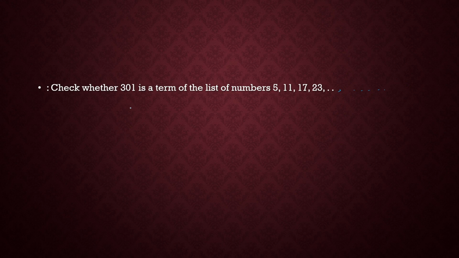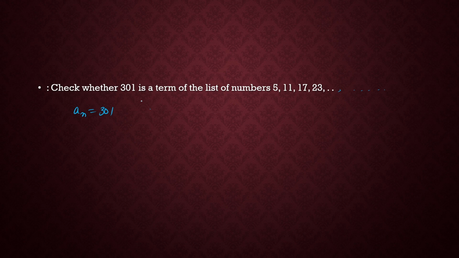So what I'll do is assume that in the nth position there will be a term 301. Now if n turns out to be an integer, then it means that 301 actually exists. And if n is not an integer, if it's a decimal number or a fraction, then it cannot be n. We have already studied this in part 1. That shows that 301 will not be a term of the list of numbers. Simple thing. So I'll consider an is equal to 301.